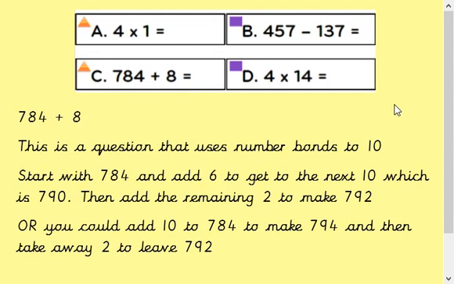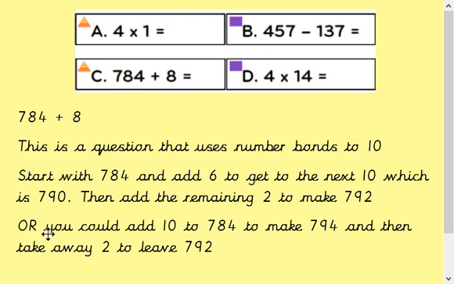Second question this morning, 784 plus 8. This is a type of question that we've had before, that's using number bonds to 10. Always start at 784 and you could add 6 on to get to the next 10, which will give you 790. You would then need to add the remaining 2, which will make it 792.